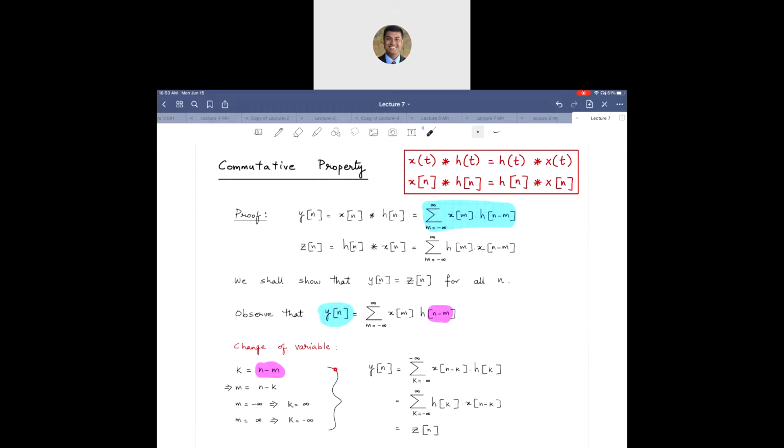If you apply all these change of variable steps to y of n, what is going to happen? The summation sign is going to change such that instead of m equals negative infinity to infinity, you now have k equals infinity to negative infinity. x of m becomes x of n minus k because m is n minus k. And h of k is the result of changing n minus m to k. That's what we defined.